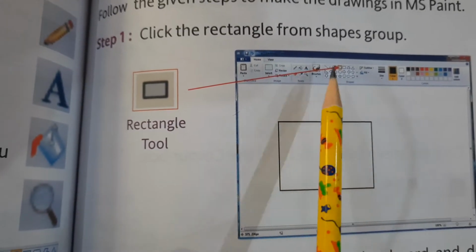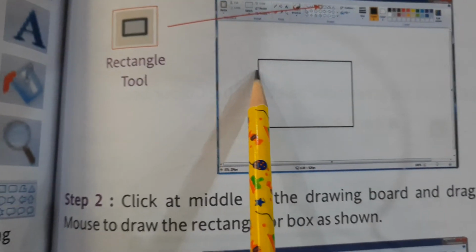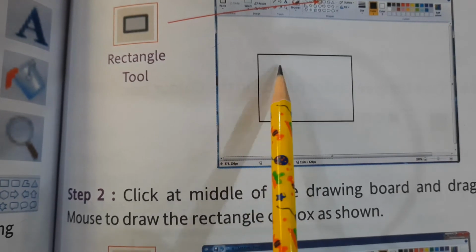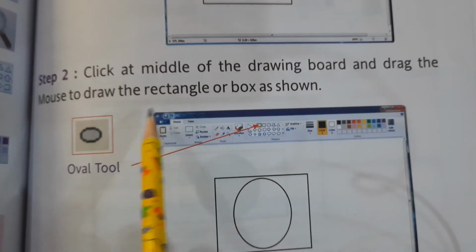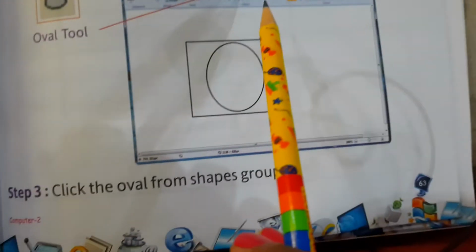So we have clicked on the rectangle tool in the shapes group, and then we have dragged our mouse pointer over the screen. So this rectangle will be formed. Click at the middle of the drawing board and drag the mouse to draw the rectangle. See, this way.